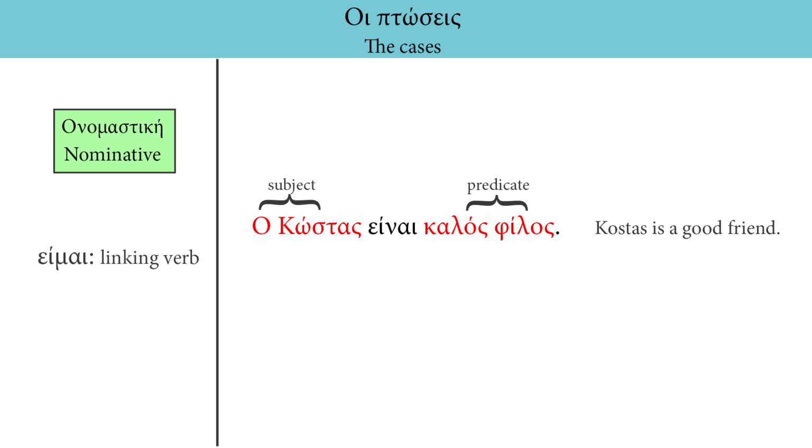Let's see the same sentence with one more word, a noun this time. Ο Κώστας είναι καλός φίλος. Κώστας is a good friend. So now there is also a noun in the predicate, and it has to be in the nominative case too. Every declinable word in this sentence is also in the nominative case, the subject and the predicate.